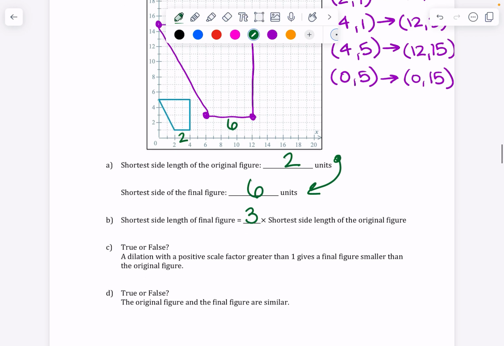And then true or false, a dilation with a positive scale factor greater than 1 gives the final figure smaller. If you multiply all the numbers by something greater than 1, your figure is going to grow. So this is actually false because you have a final figure that should be larger than the original figure. And then true or false, the original figure and the final figure are similar. That is true. That means that they have the same shape but different sizes.